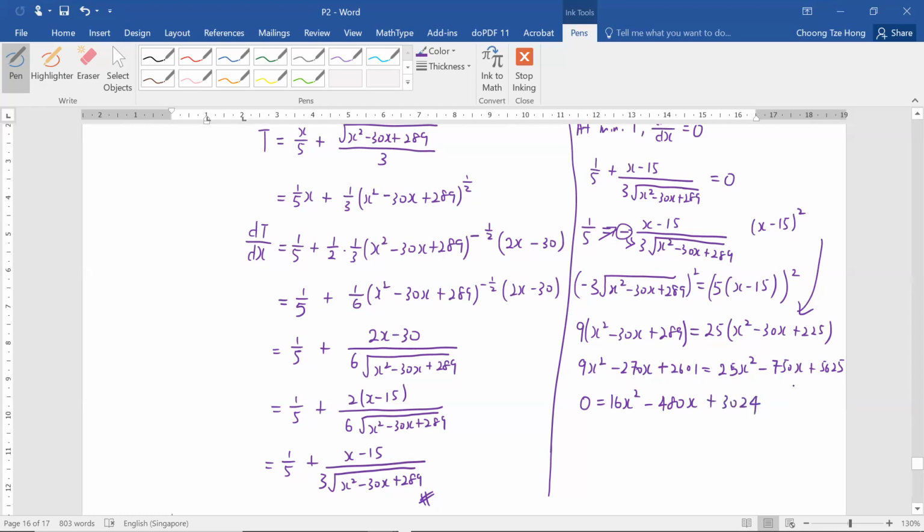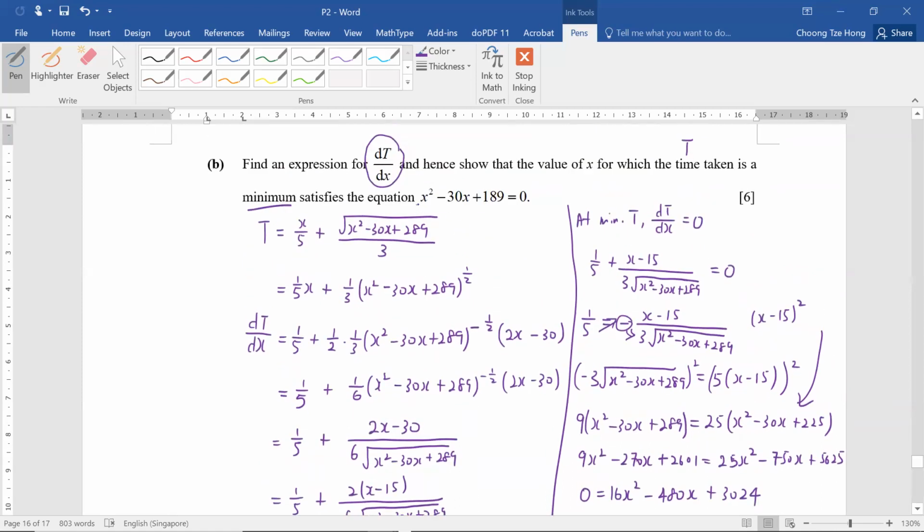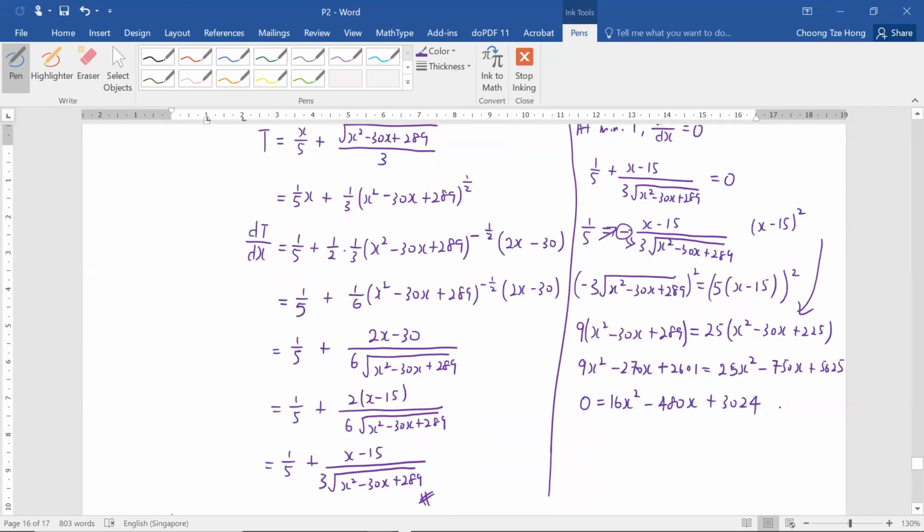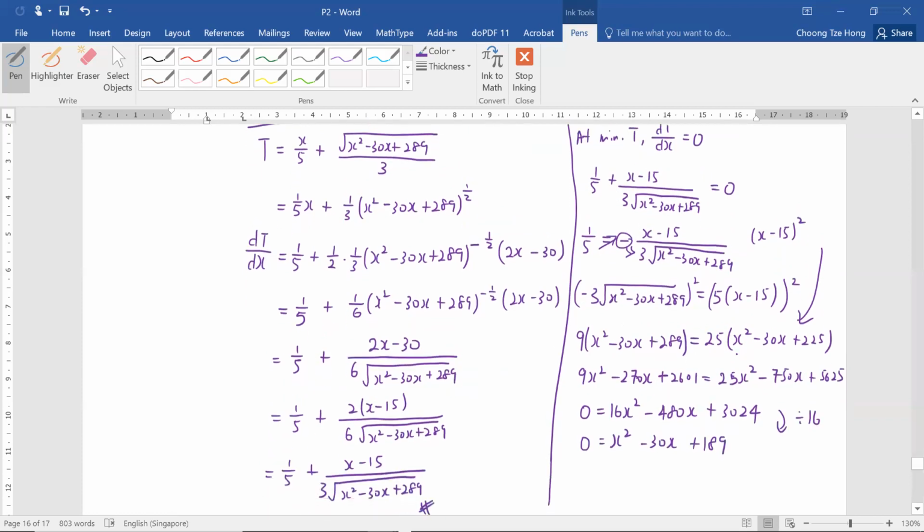Then from here, to get what they want us to show, remember they want us to show this x squared, so its coefficient is 1. Here it is 16, so we should suspect that we need to divide by 16, and hopefully the rest of the things fall in place. 16x squared divided by 16 gives x squared. Negative 480 divided by 16 is negative 30. 3024 divided by 16 is 189. So we are able to show what they want us to show.